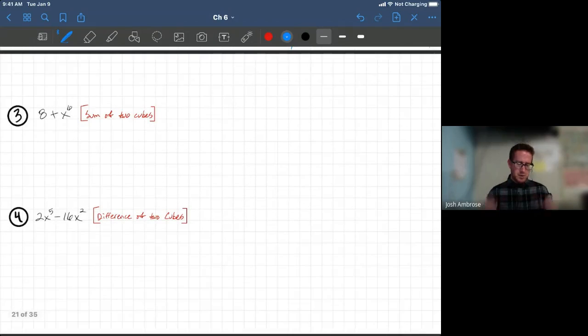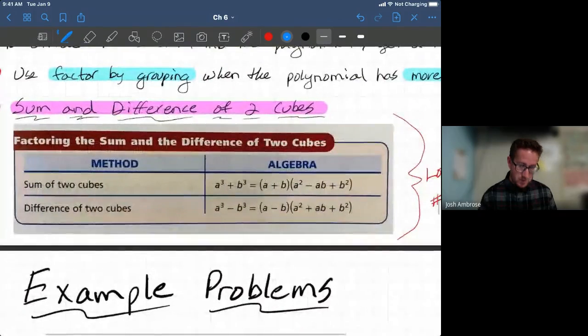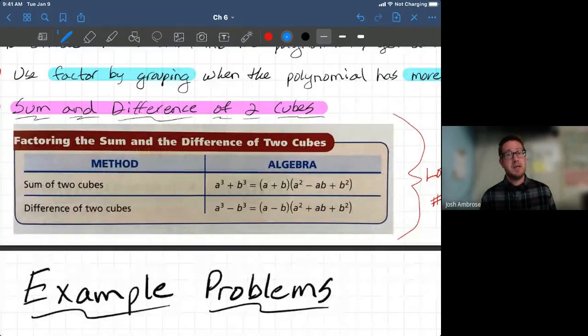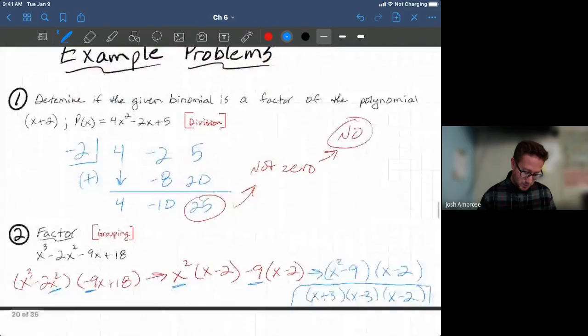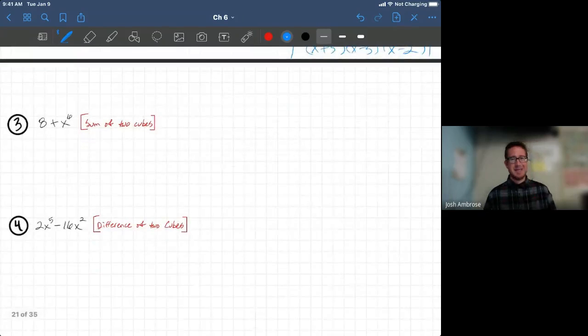Okay, so what you're given is 8 plus x to the power of 6. We're now going to use what's called the sum of 2 cubes. That is why this part right here really needs to be copied into your notes. If you haven't done that, pause it. Take the time to do that, because we're now going to reference that in example problem 3. Okay, so what we have is 8 plus x to the 6th.